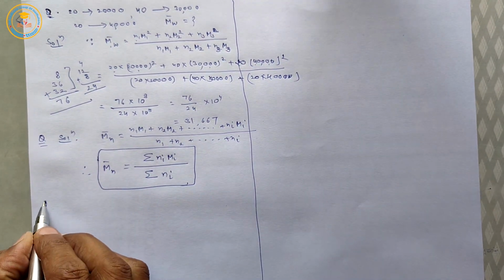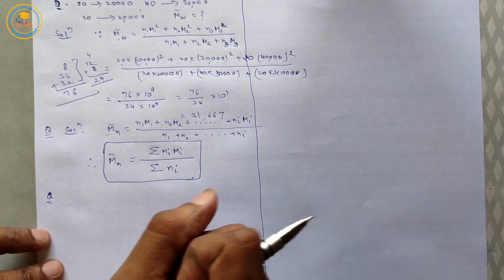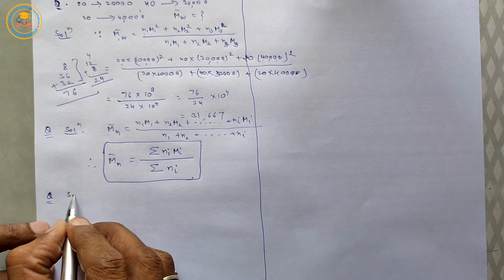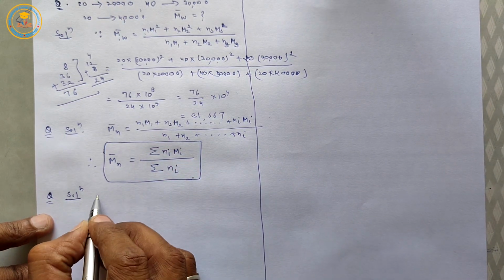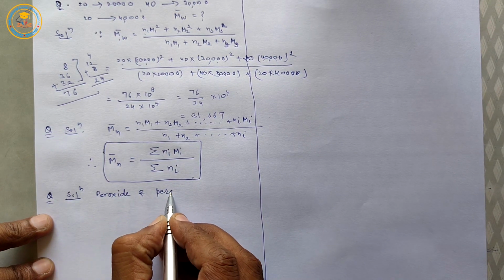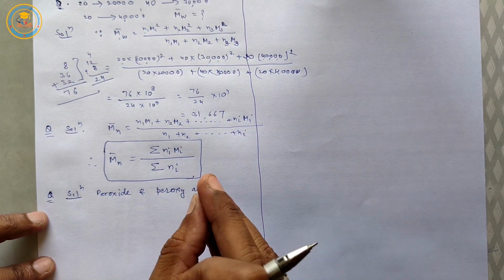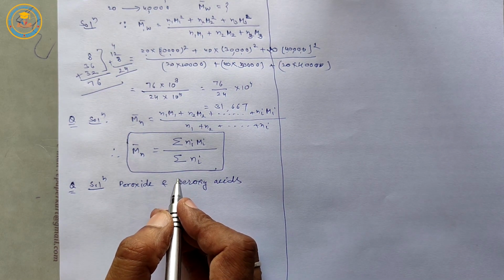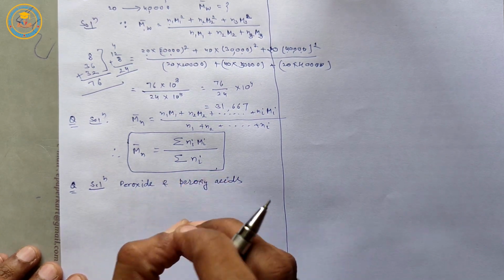Next homework question was, write the main substances which are used as chain free radical chain addition reaction initiators. Very important question. Solution is peroxide and peroxy acids. I hope your answers are right.